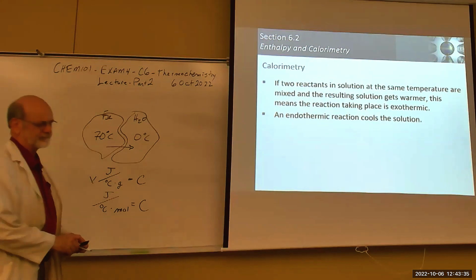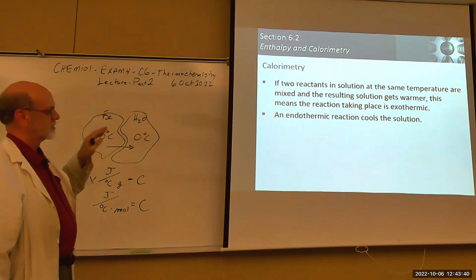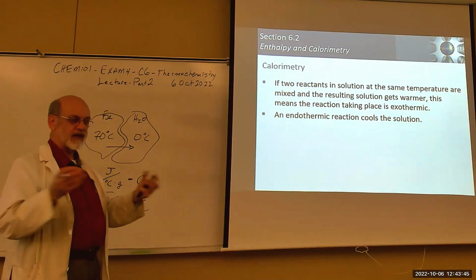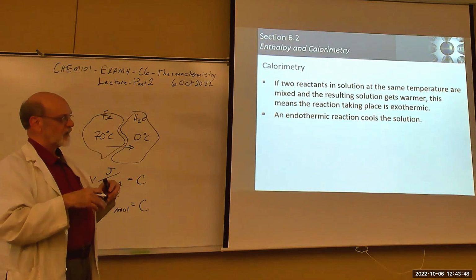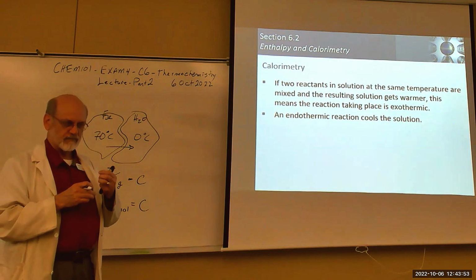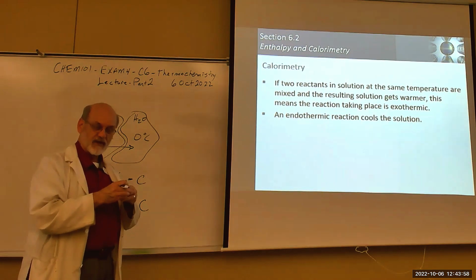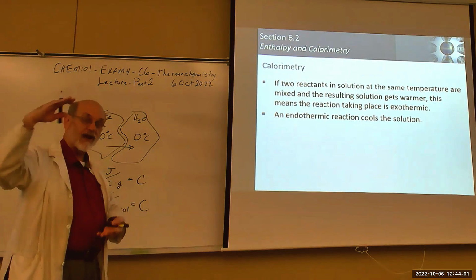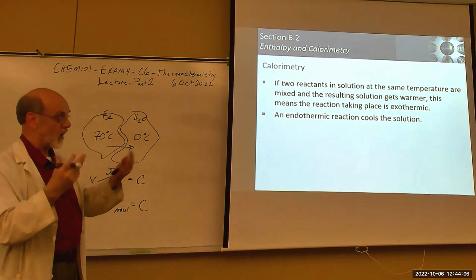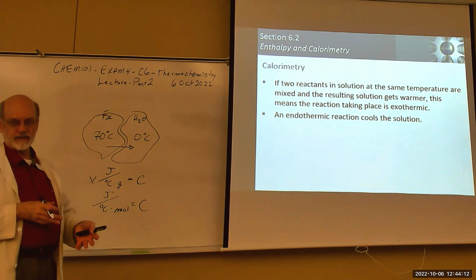Let's do this. Let's try to develop some intuition about calorimetry. If you have 2 reactants separated, and then you put them together, and they're both in solution, and you measure the temperature. Say it's a slow reaction for our benefit. You measure the temperature when you put them together, and then you measure it 10 minutes later, and the temperature is higher. That implies that the reaction is exothermic. It gives off heat. If the reaction mixture gets cooler, then it's endothermic.